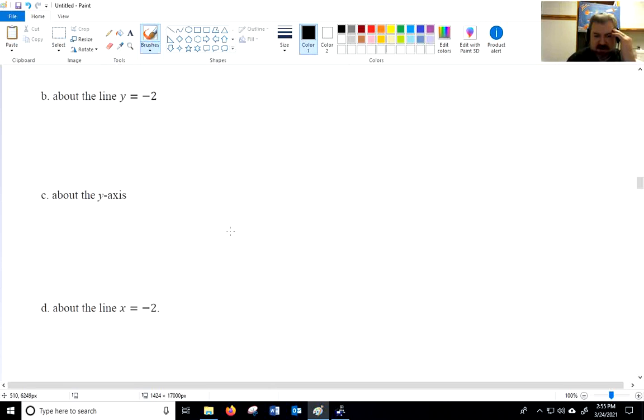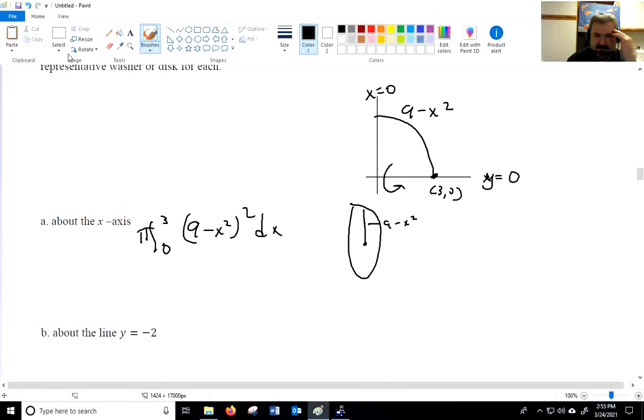All right, what about the line y equals -2? Let me grab this image here.